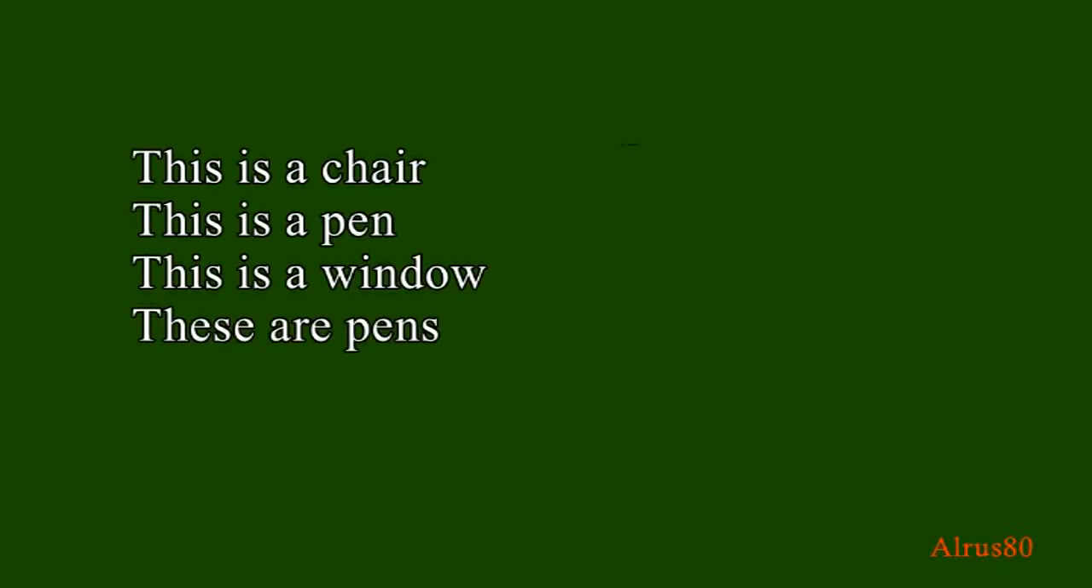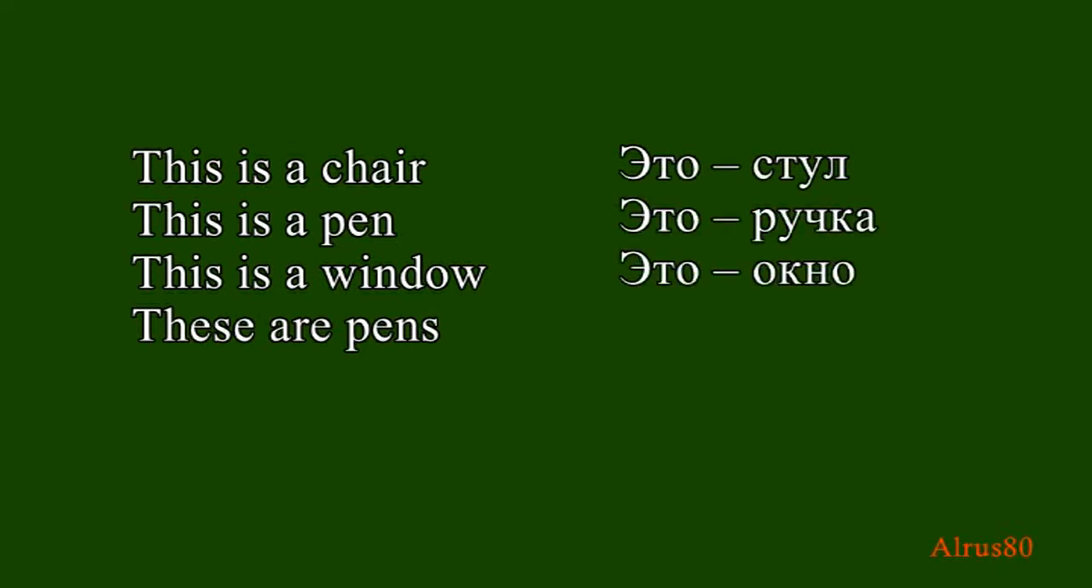Like in English, we say, this is a chair, or this is a pan, or this is a window, or these are pans, windows, chairs. For all of these, the Russians will use the это phrase, with masculine, feminine, neuter, or plural nouns. In the introductory kind of phrase, это never changes. Это стул. Это ручка. Это окно. Это ручки. You're sort of introducing things to people.